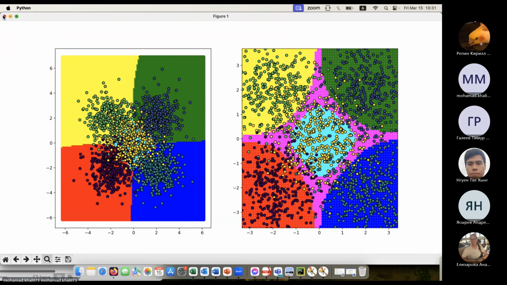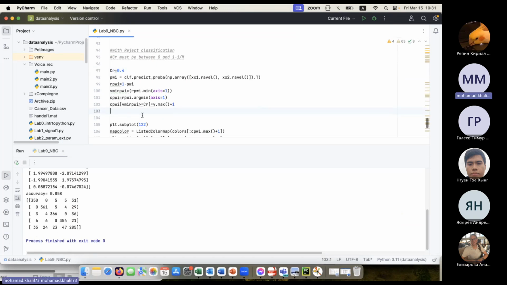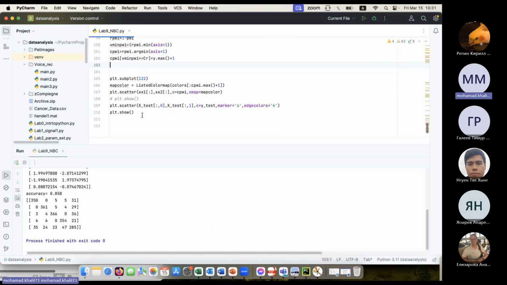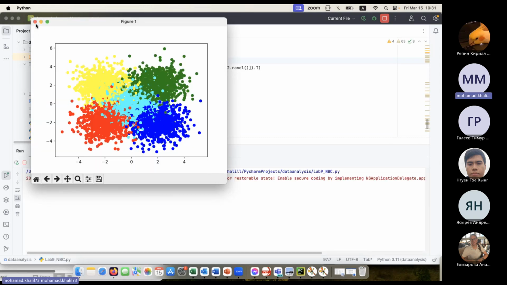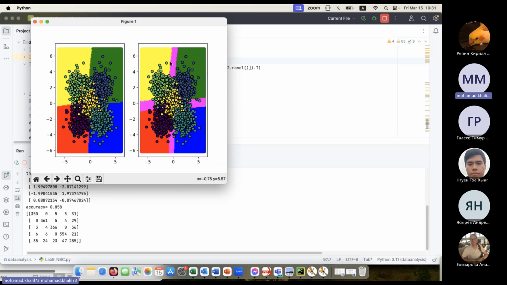And if I want to do more, for example, if CR equals 0, if I put only 0.1, look, I will have a lot of I don't know.